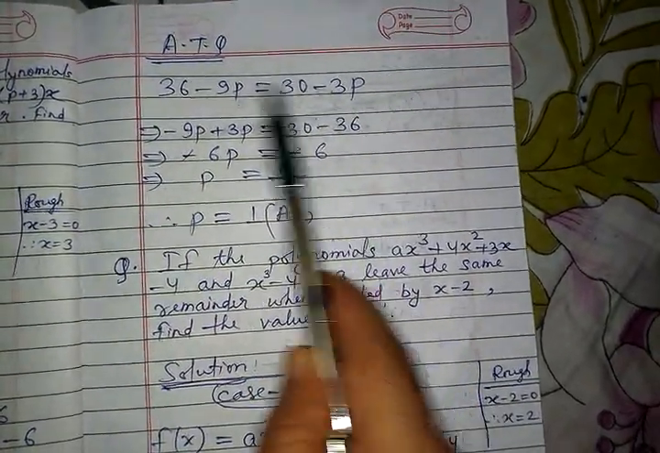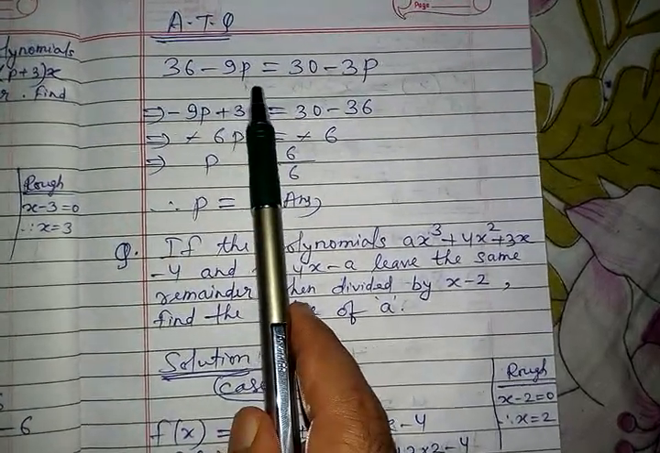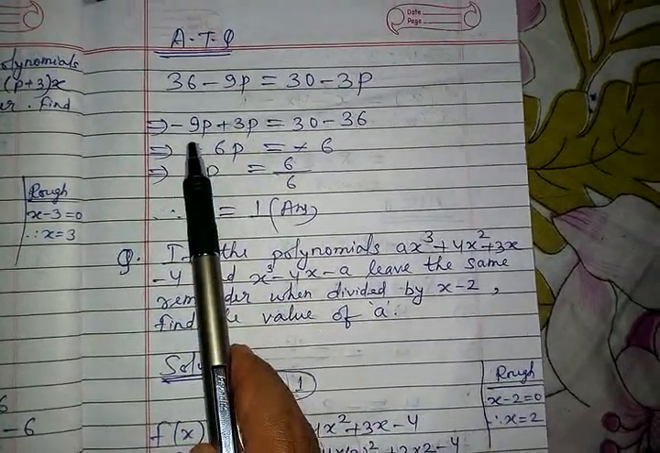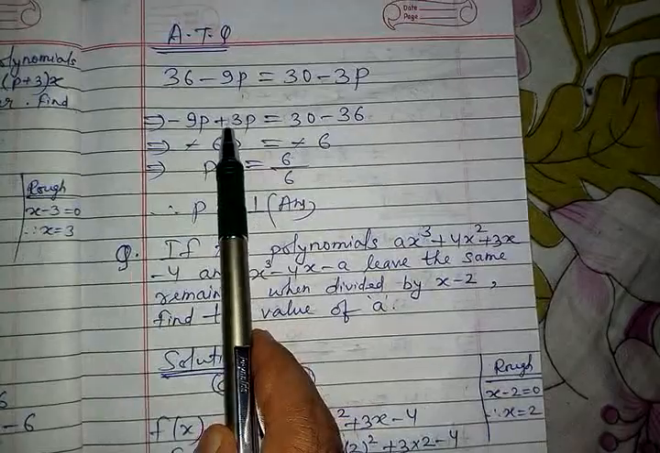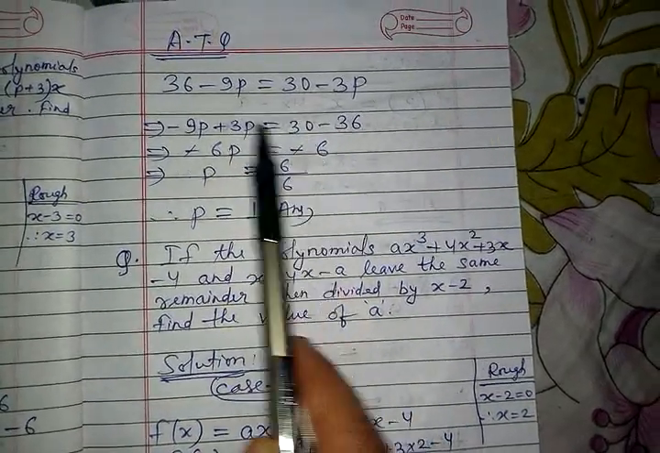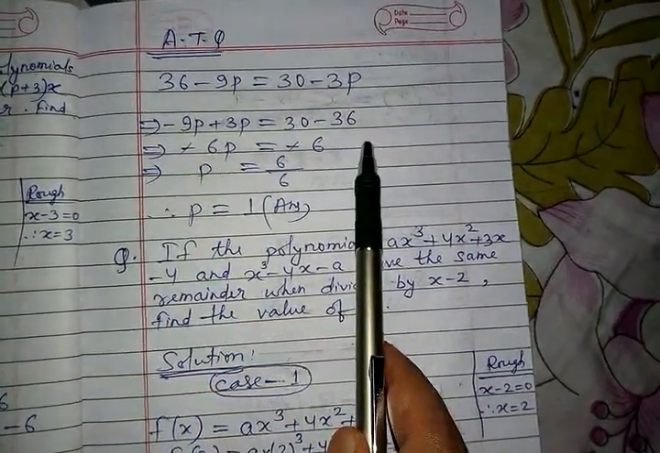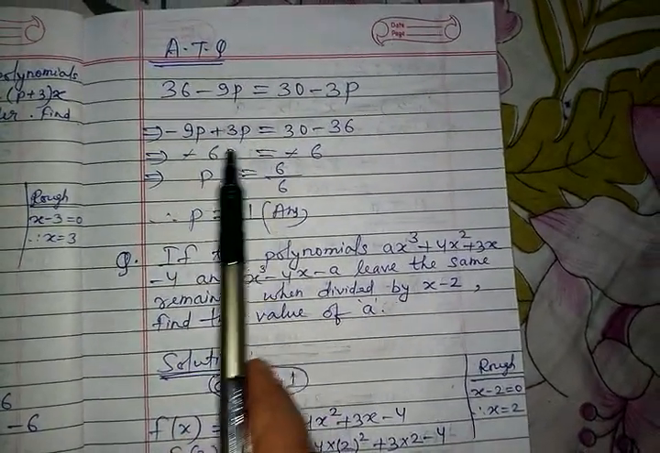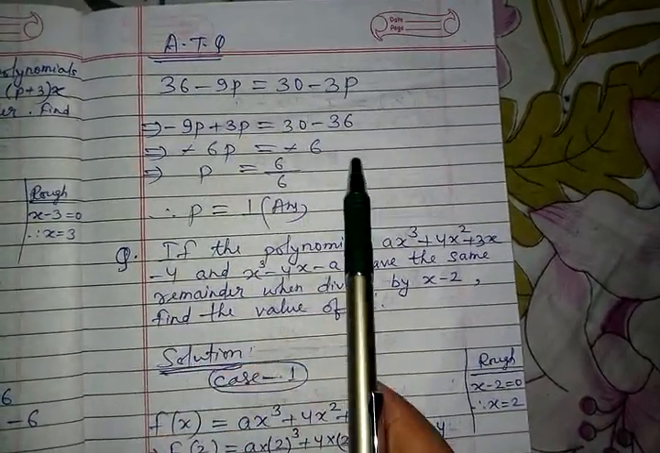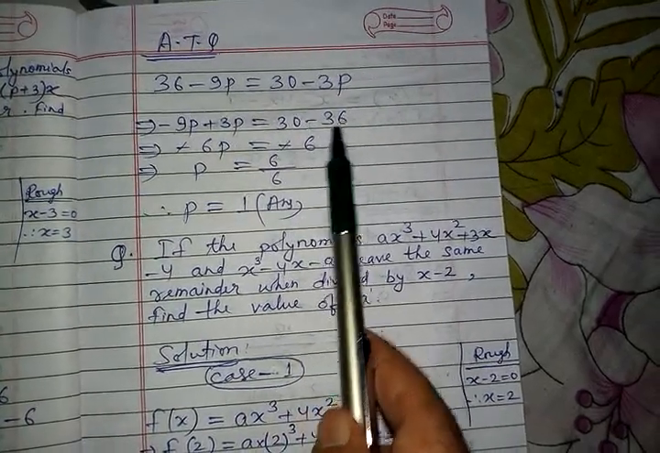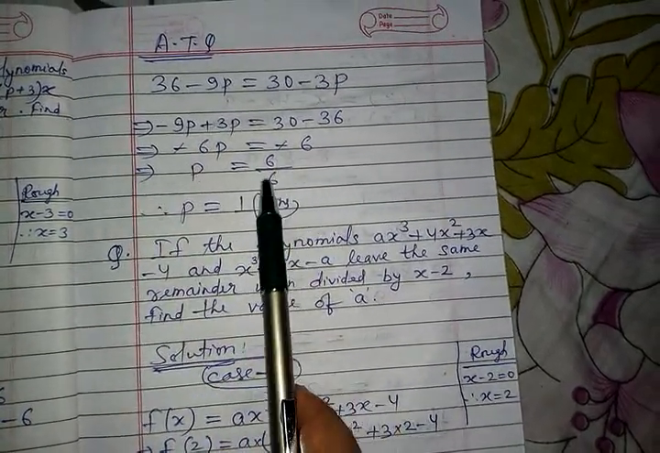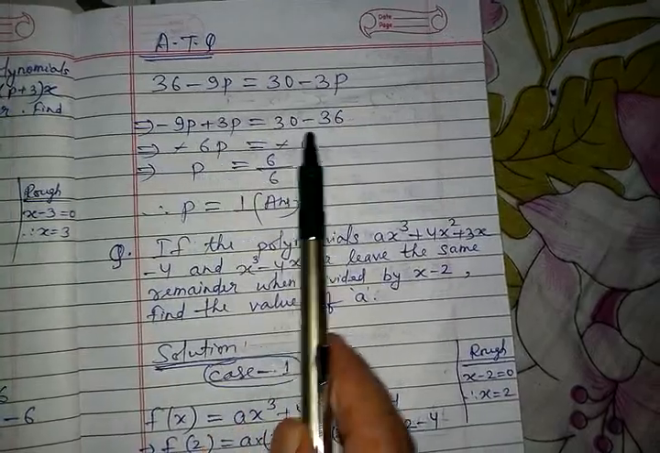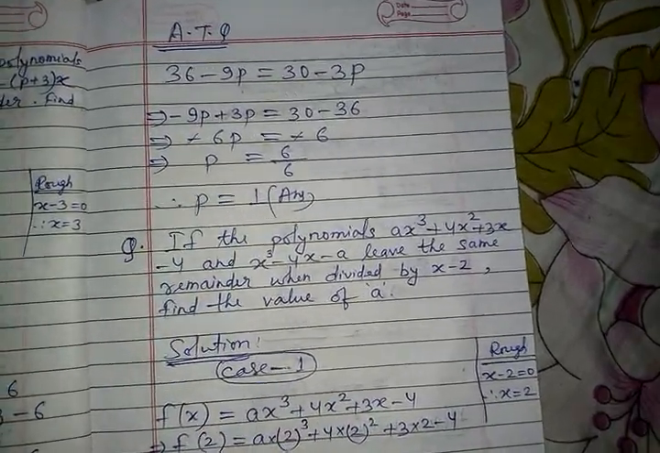Now from here we will get the value of P. Now minus 9P and this minus 3P came this side, plus 3P. 30 comes here and this minus 36 because plus 36 comes this side, minus 36. Minus 9P plus 3P is minus 6P. Very easy. And 30 minus 36 is minus 6. Minus minus got cancelled. Now P equal to 6 by 6. Therefore P equal to 1.